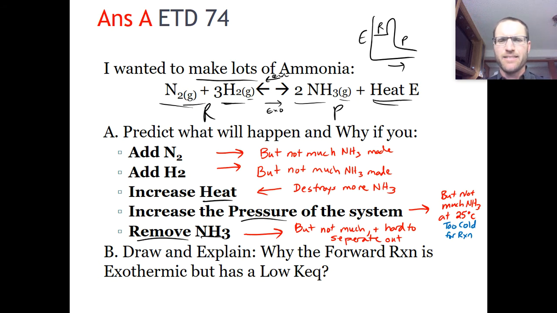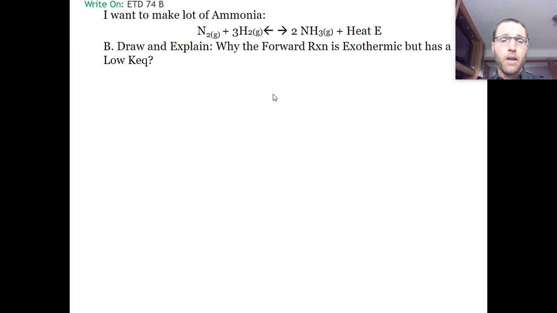Why is that? Well, if we look at this, it all has to do with what kind of reaction it is. So if we draw this, the first thing we should recognize is we need to explain why this has a low KEQ and why the forward reaction is exothermic.